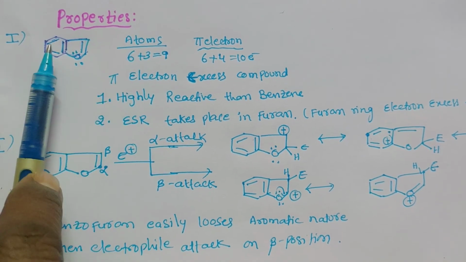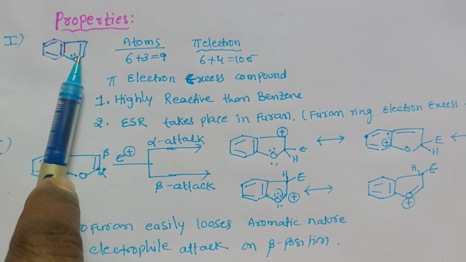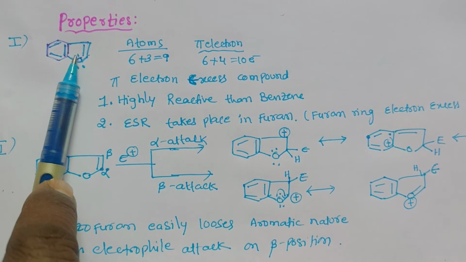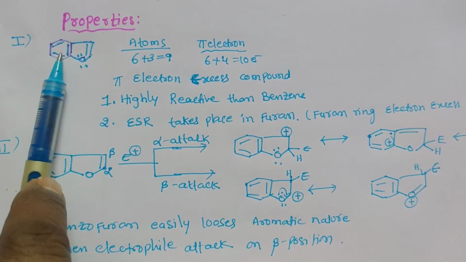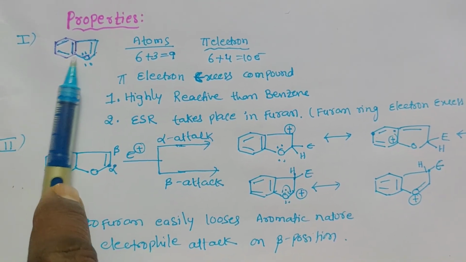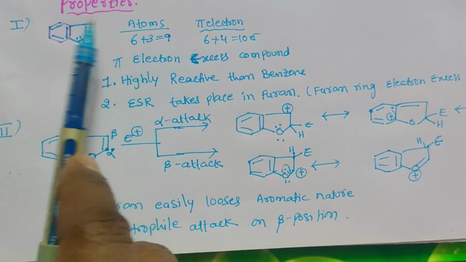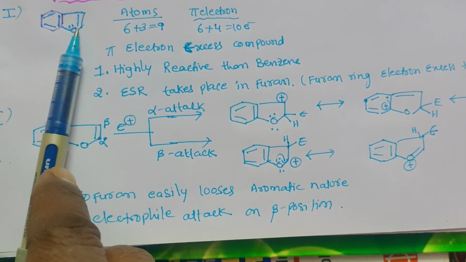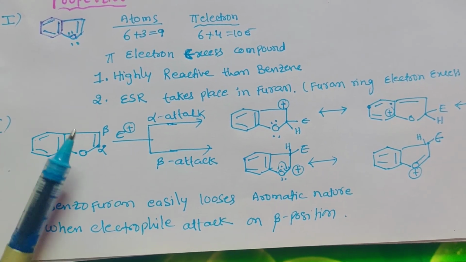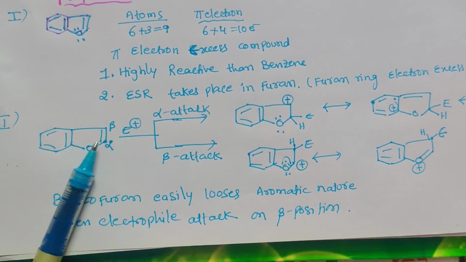And again, between these two rings, that means the benzene and the furan ring, furan is more susceptible towards electrophilic substitution reactions, because furan is electron rich compared to the benzene ring. So that's why in benzofuran electrophilic substitution takes place in the furan ring. Again, we have to understand at which position the electrophile attacks on the benzofuran, either on the alpha position or on the beta position. That can be easily understood by writing the resonance structures for the electrophilic substitution of benzofuran.